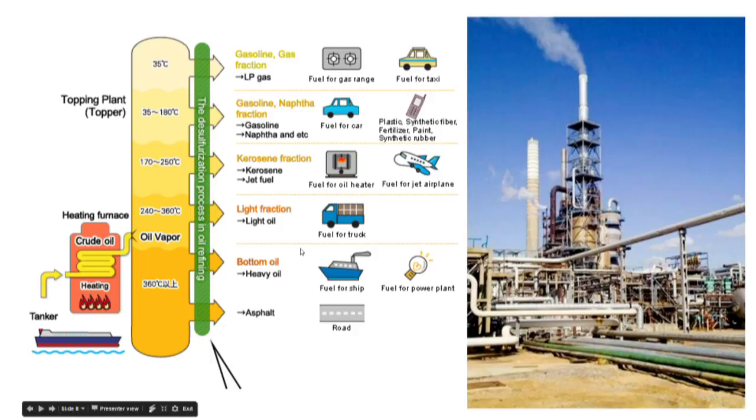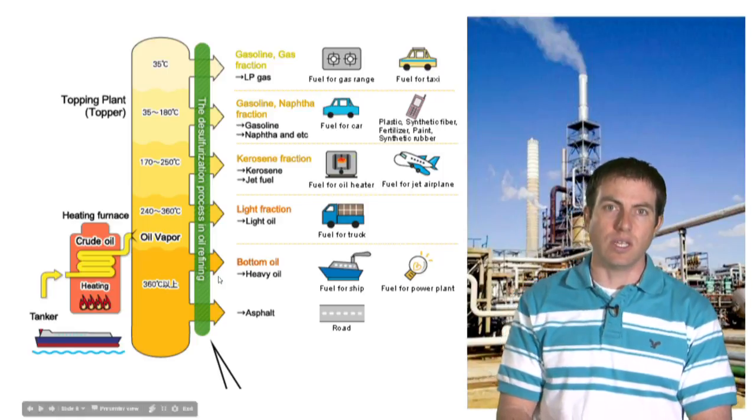So this heavy oil at the very bottom, these really, really long carbon chains that produce massive amounts of fuel waste and whatnot. That's the dirtiest fuel that you can get.